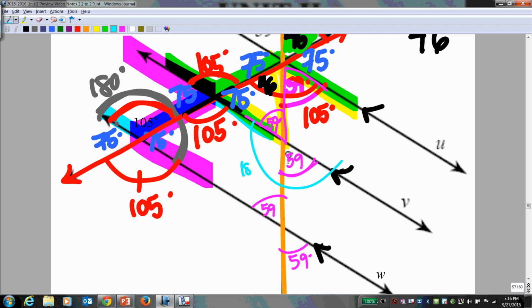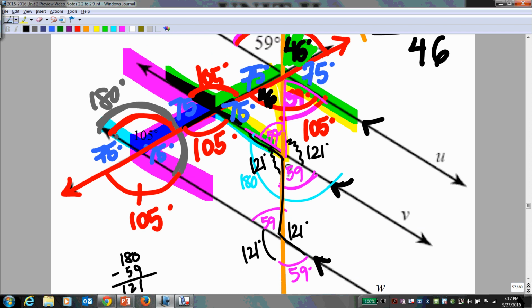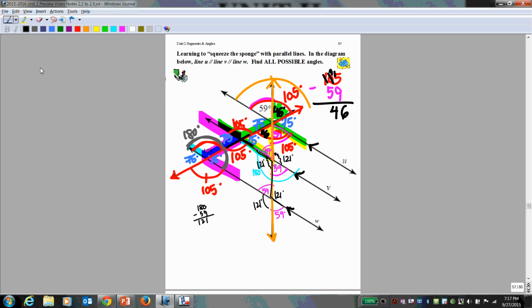And we can do this. That's 180. 180 minus 59 gets us 121. That means this angle right here, 121 degrees. Armpits of the Z. Look at that information. You get a ton of information when I tell you you have parallel lines with transversals.